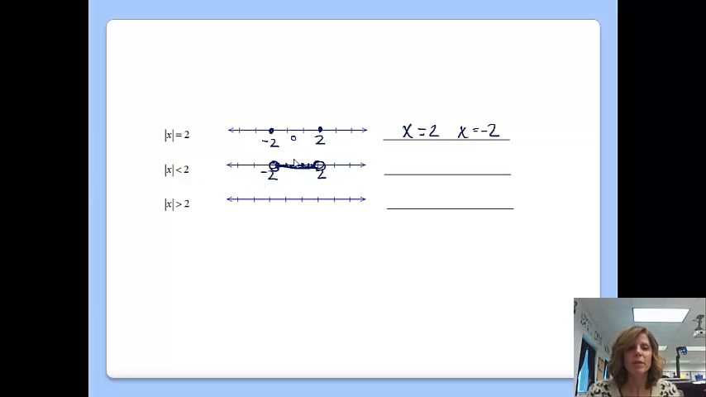Now if I wanted to describe what this was, it's a connected graph. I know x is in the middle. x is less than 2, but it's bigger than negative 2. So that's what it would look like as an inequality.